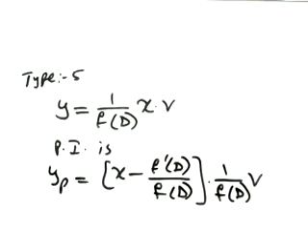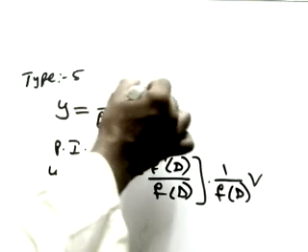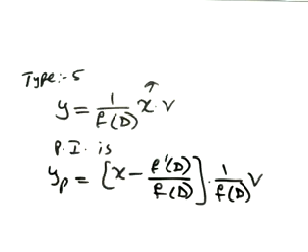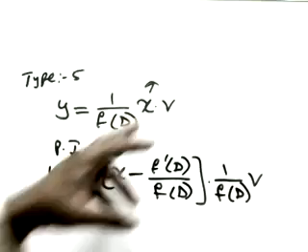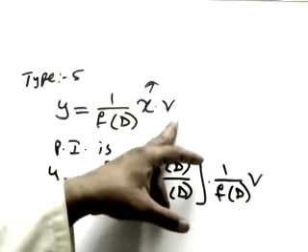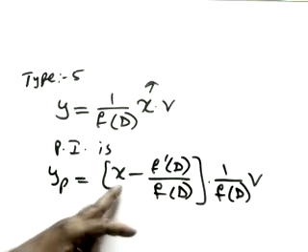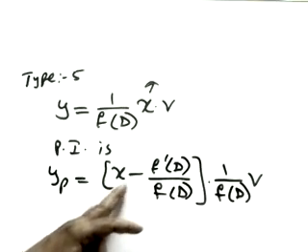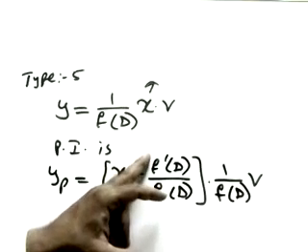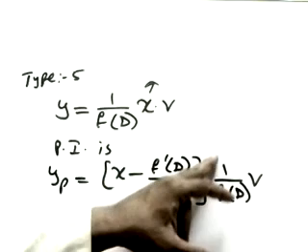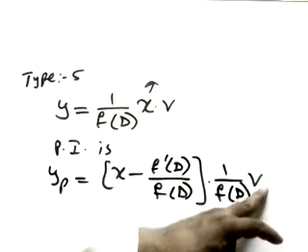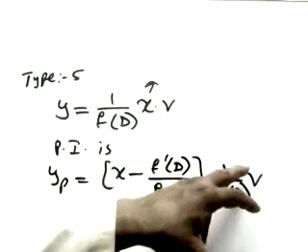Inshallah, we are going to continue the fifth type of higher order linear differential equations. Now see here, we use this method when we have x multiplied by some other function. If we have x into some function, then we have this formula. Particular integral is x minus f dash d by f of d into 1 by f of d into v.